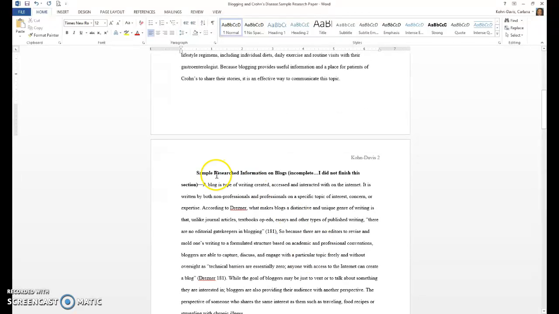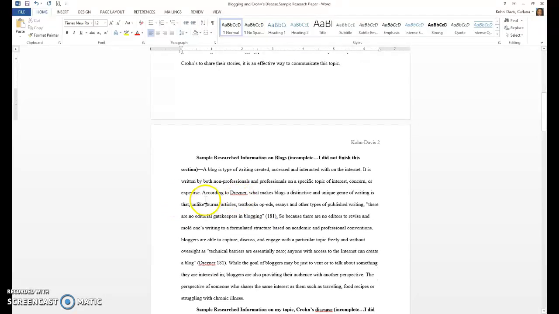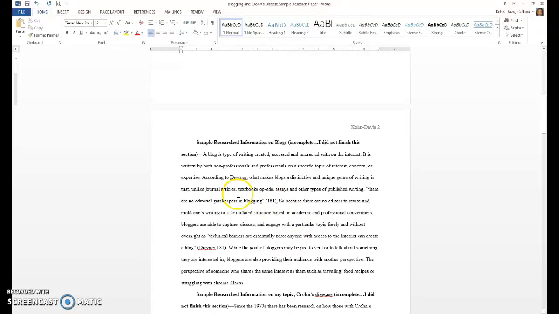Okay, so this is the sample researched information on blogs. So if you go back to the outline, remember part 2 is on blogs from a research standpoint, not from my standpoint. Notice I said this is incomplete. I did not finish this section. But if you look, according to Dresner, I've given a page number. I've given Dresner page 181 here. So if you look, this section is your researched section, okay?